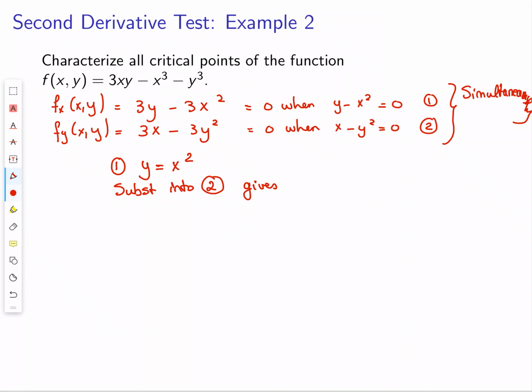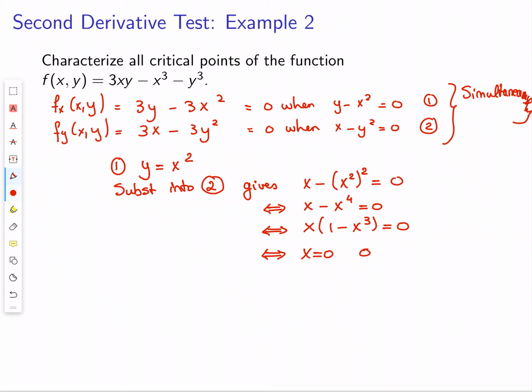Substituting into the second equation gives that x minus y squared, well, y is x squared, I square that, has to be equal to 0. So that's equivalent, I'm using the double arrow there, to saying that x minus x to the 4th is equal to 0, which is equivalent to, if I factor out an x, I'm left with x times (1 minus x cubed). And now this, of course, says that either x is equal to 0 or x cubed is equal to 1, but the latter is the same as saying that x has to be equal to 1.